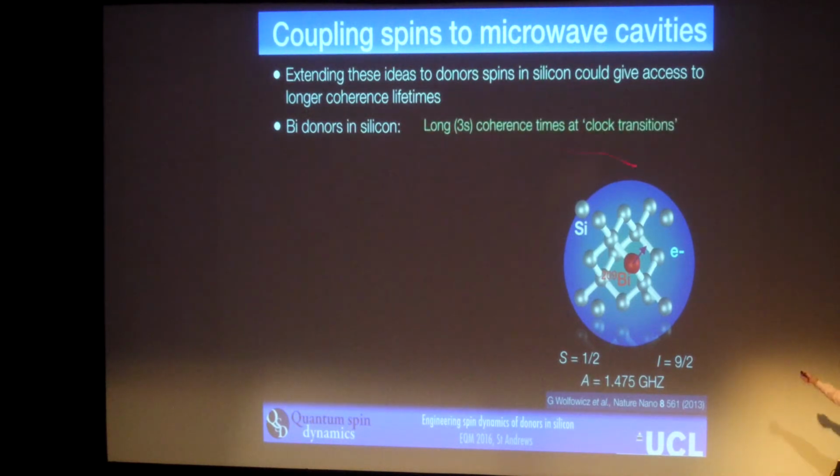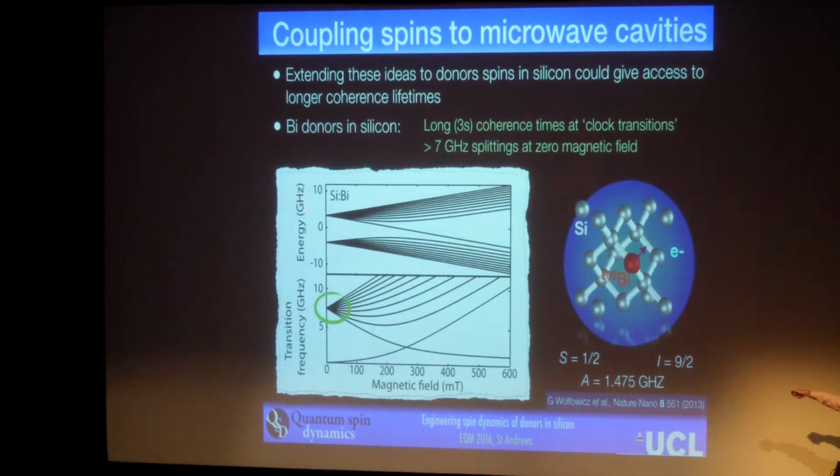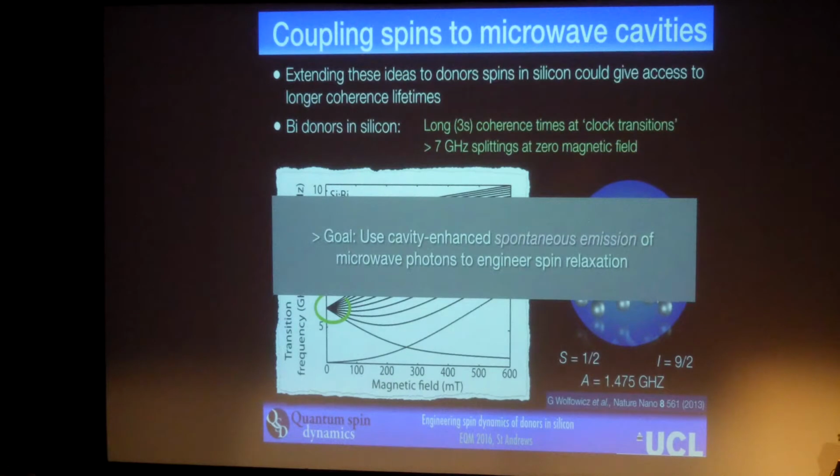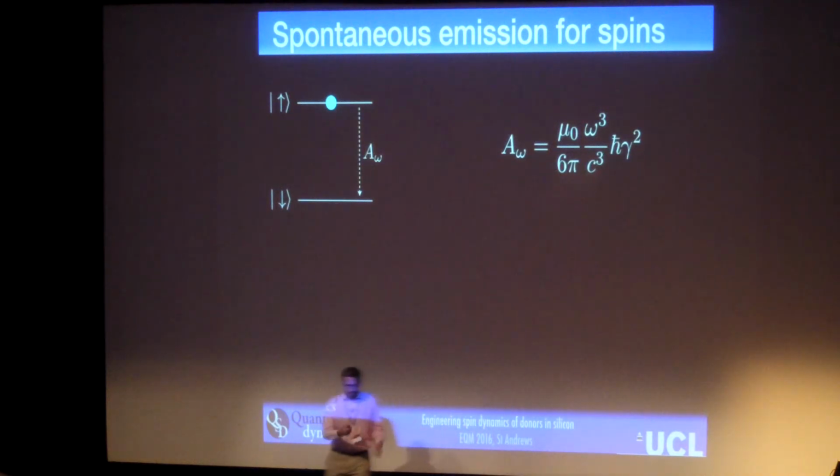It offers very long coherence times, as I mentioned in the first part of the talk, but also because of this level structure, you can see that even at zero magnetic field, there are transitions in the regime of 7 gigahertz. And so we don't need to apply very large magnetic fields, and we can still address this system using reasonable microwave excitations. So then the goal is to use cavity-enhanced spontaneous emission of microwave photons to engineer spin relaxation of this system. Okay, so again, some very basic atomic physics.